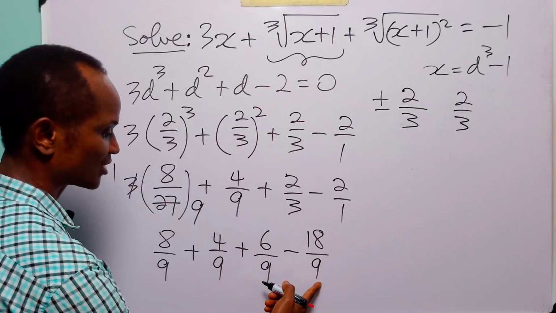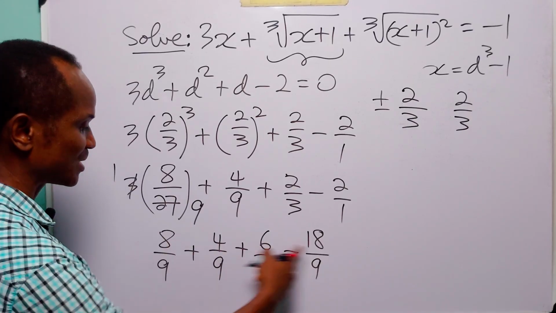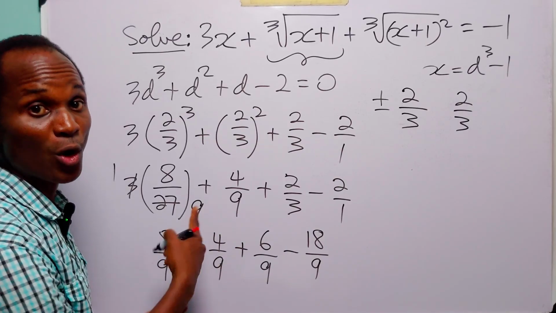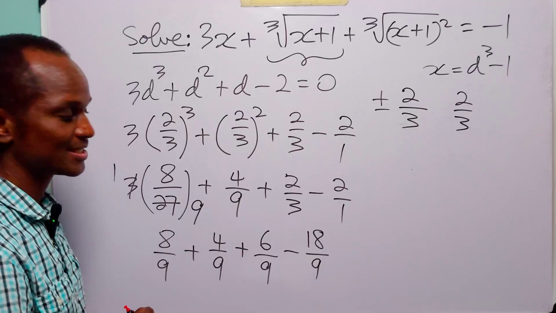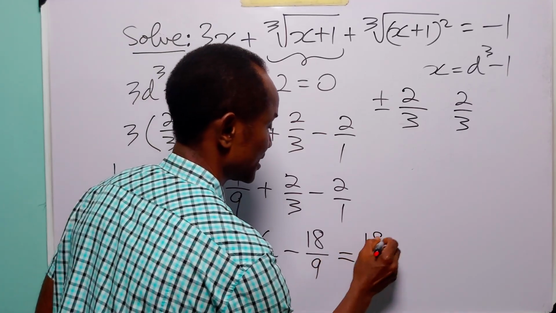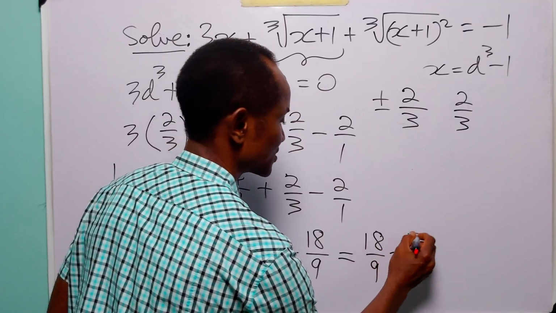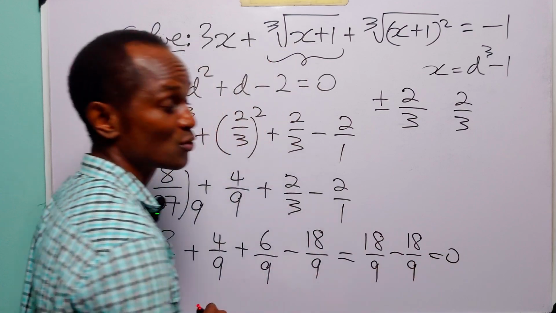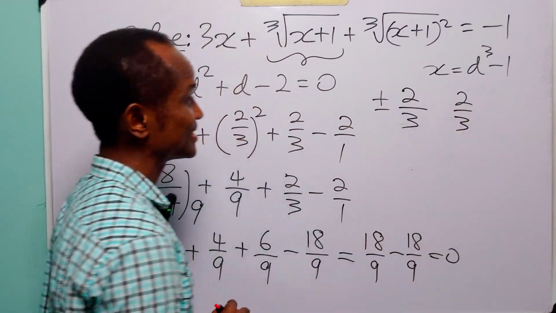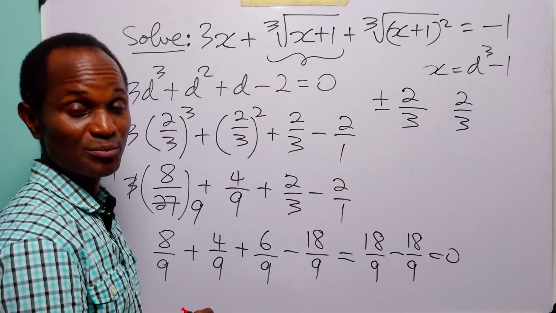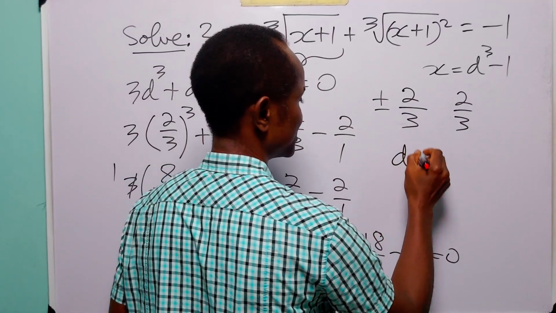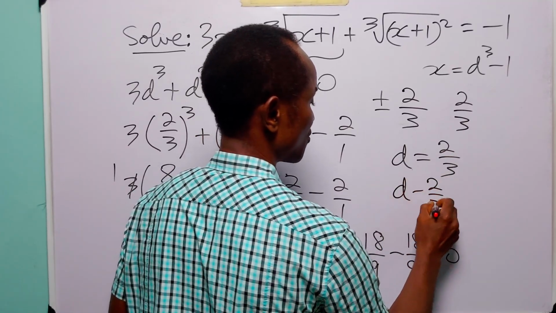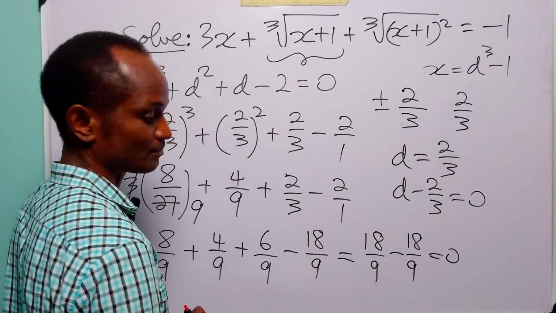Now that all four fractions have 9 as their denominator, we can simply deal with the numerators. Here we have 6 and here we have 4. 6 plus 4 is 10 plus 8, that is 18. So this is 18 over 9 minus 18 over 9, which of course is equal to 0. So that means that 2 over 3 is a root of this cubic equation. That is, we have that d is equal to 2 over 3. Therefore, d minus 2 over 3 is equal to 0.